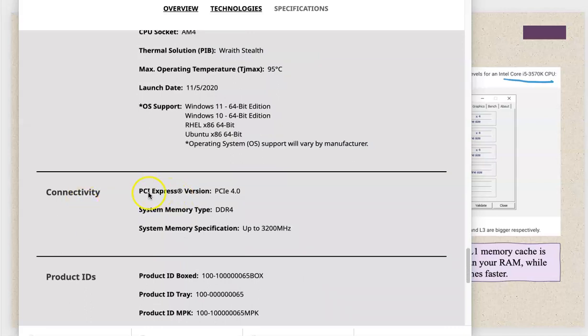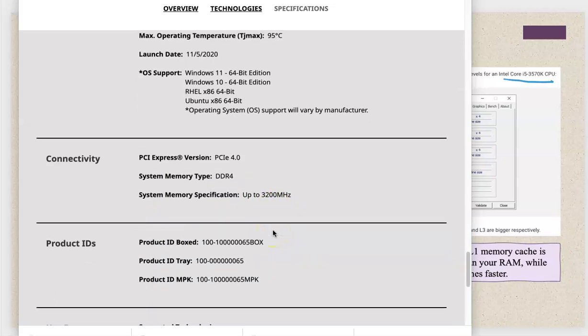The connectivity is PCI Express version 4.0. The one that we talked about in the slide is PCI Express 3.0. So this is a high level. And then the system memory type is double data rate 4th generation. And the system memory specification is up to 3200 megahertz.